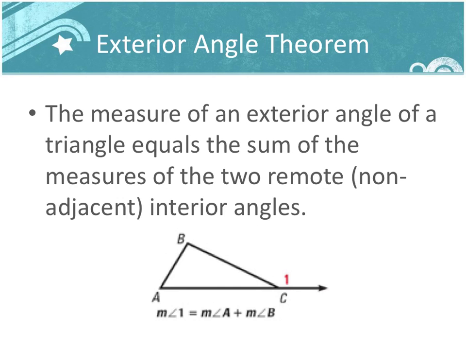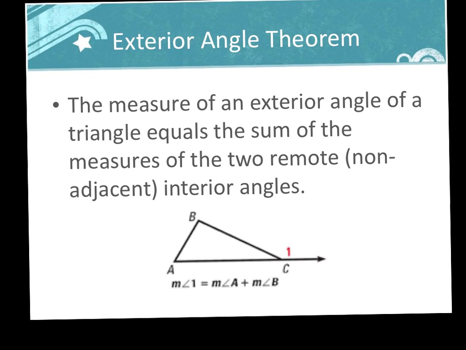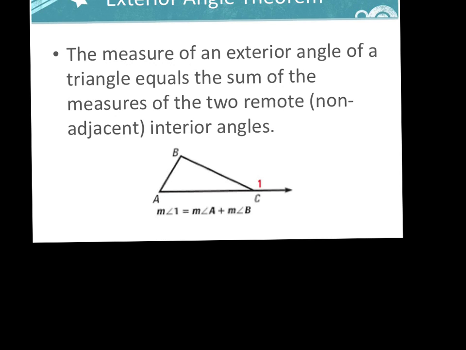The exterior angle theorem says the measure of an exterior angle of a triangle equals the sum of the measures of the two remote, which is the same thing as non-adjacent, interior angles. So in this diagram, angle 1 would equal the sum of the two angles that are inside that triangle but not next to 1, which would be A and B. Okay, we're going to make a proof out of this. Fun stuff, right?